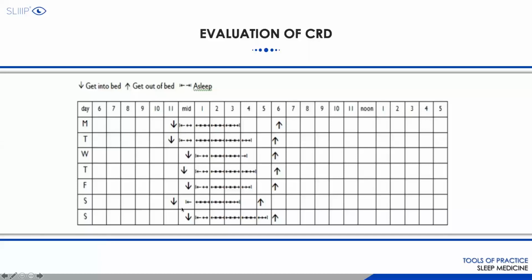So in this patient, for example, you can see the timing on a Saturday is different from a Friday, which is different from a Thursday. But their wake times are early, and this is maybe someone that doesn't have enough sleep. This is not truly specific for sleep-wake circadian rhythm disorders, but I just want to give you an idea how the patient should fill this out.